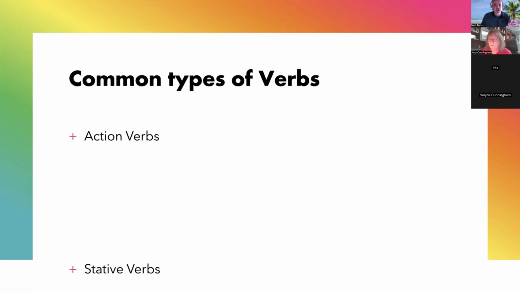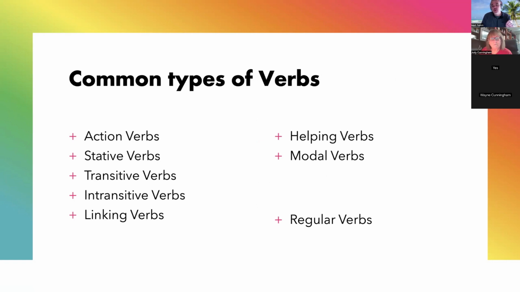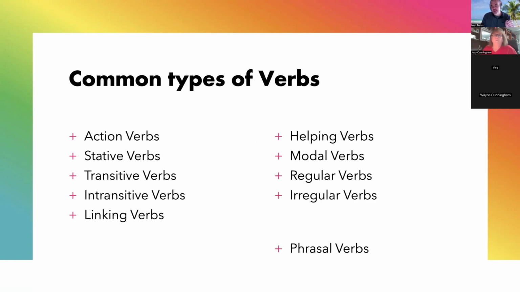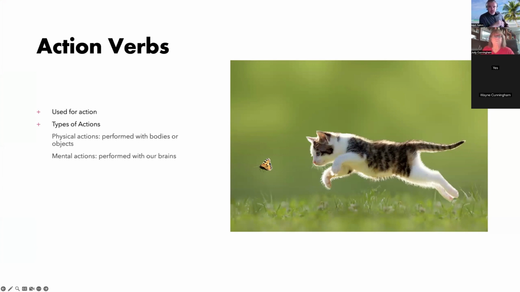So some common types of verbs are action, stative, transitive, intransitive, linking, helping, modal, regular, irregular, phrasal, and infinitives. So we'll break these down one by one. So again, action verb, right? We all know what action verbs are. They're used for action, whether physical actions or something you do, or something an object does, or a mental action, something you do with your brain. We can obviously run, swim, help, ignore, believe.